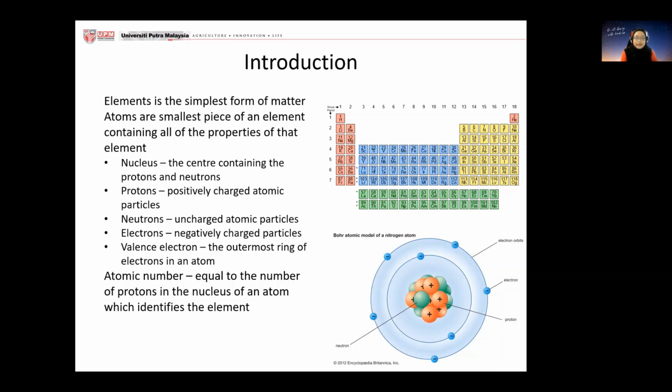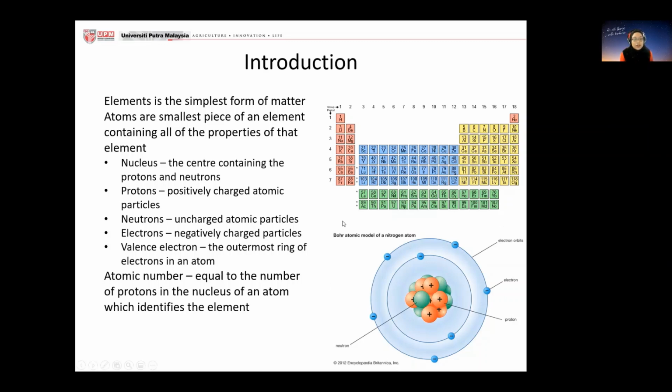So basically, if you look at the atoms and you look at your table of elements, this is very familiar to us. This is a table of elements. If you look at the atomic number, the one that is there, 1, 3, 4, that is actually equal to the number of protons in the nucleus. And that is actually the identity of that element.